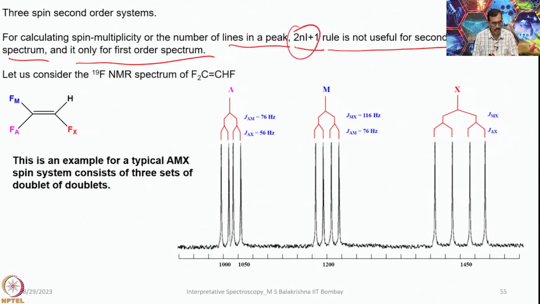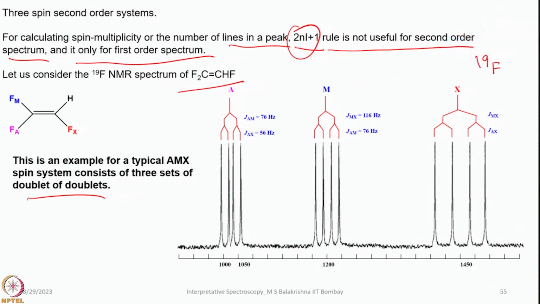So now let us consider the 19F NMR spectrum of this molecule, trifluoroethylene, and this is an example of an AMX spin system consisting of three sets of doublets. It is a 19F NMR we are considering, and 19F also is 100% abundant with I equals half, so it is as easy as 1H, very similar to 1H NMR or 31P NMR.